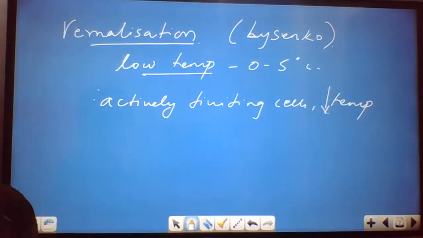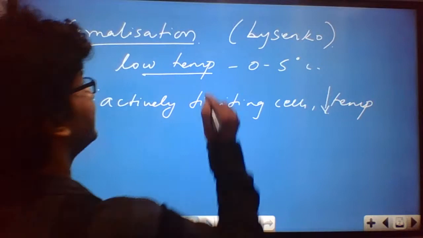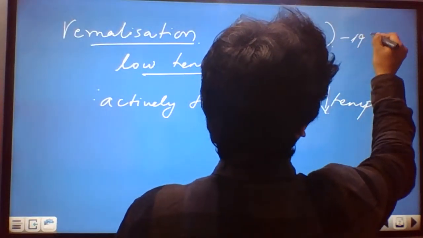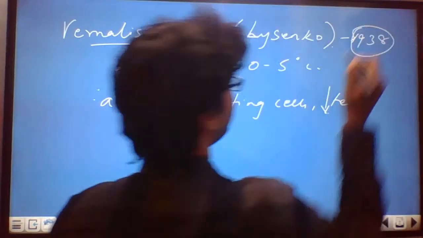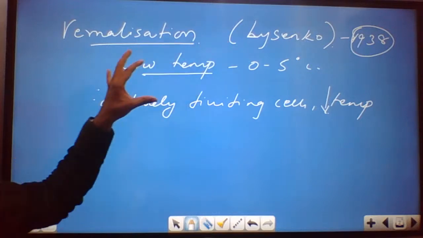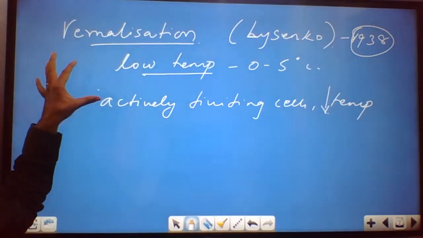That's it, you can select. And the year, Sherin, you mentioned is 1938. Good. So the year is 1938. Thank you, Sherin. 1938 is the year Lysenko first proposed the process called vernalization.